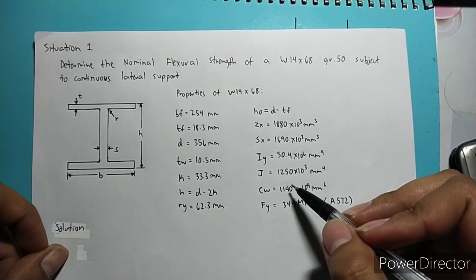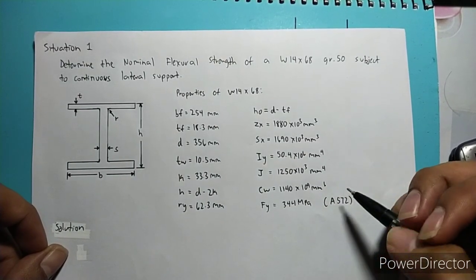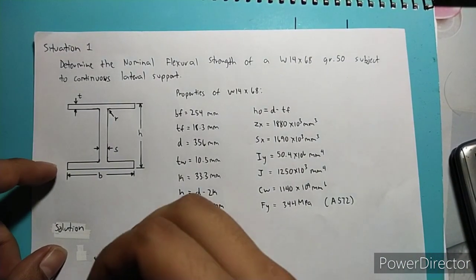CW is 1140 times 10 raised to 9 mm to the sixth. So, the FY of A572 is 344 MPa. So, solution.